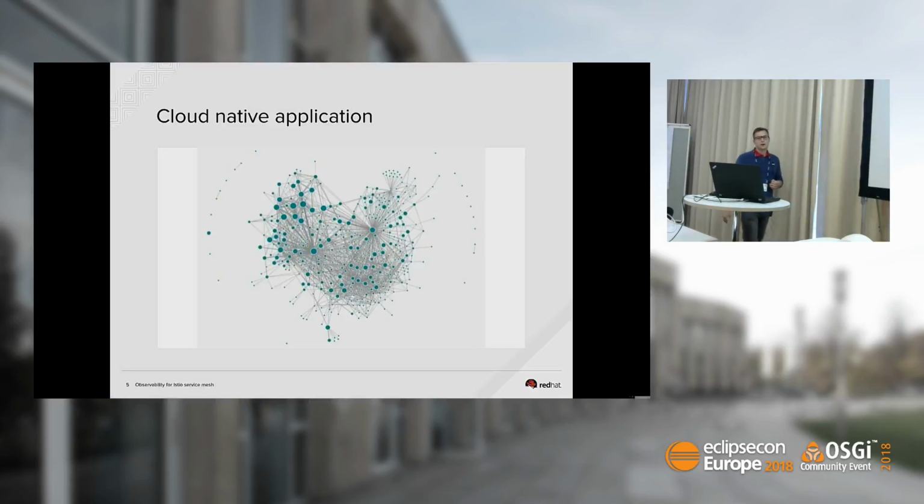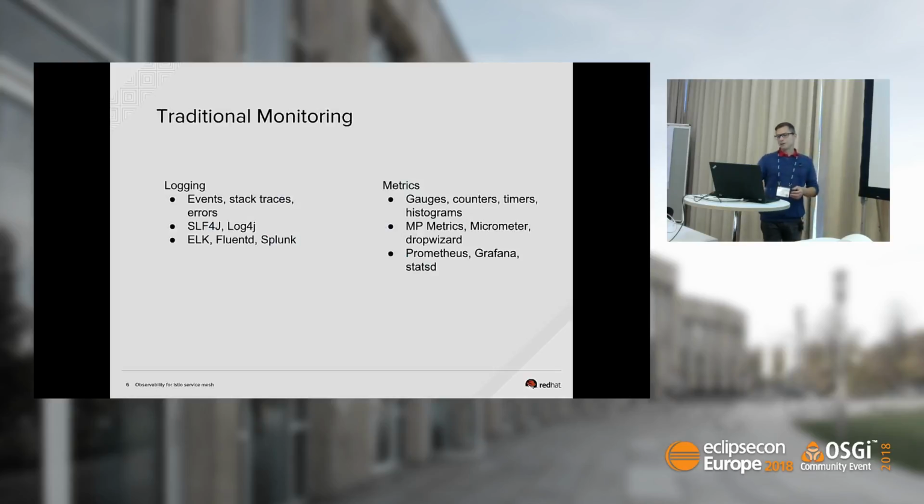When talking about large applications, on this slide you can see a cloud-native application which maybe consists of hundreds or thousands of nodes. When a request comes to this application, it's usually served by maybe dozens or hundreds of services. My question is, how do we monitor such a system? Traditionally, we used to deploy logging and metric systems, which allow us to tell the story about our application and help us understand what is happening.